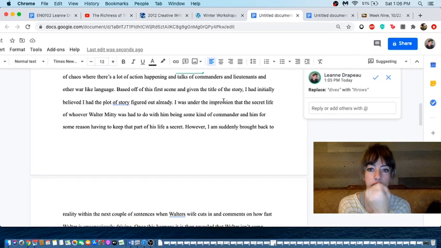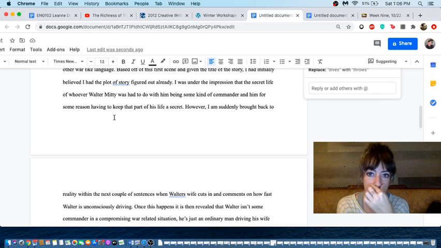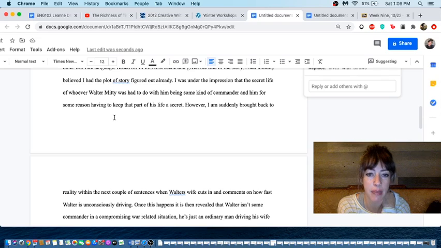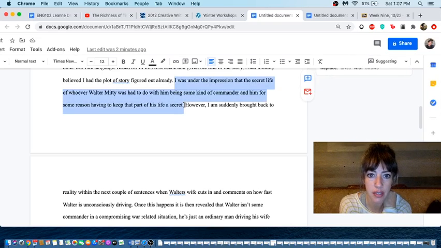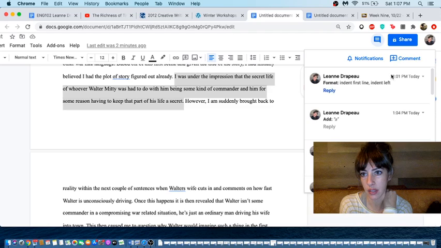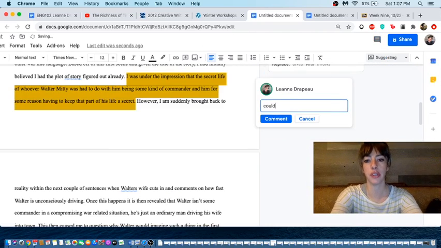This could be more concise. You could say, I initially believed I knew the plot of the story already. I was under the impression that the secret life of whoever Walter Mitty was had to do with him being some kind of commander, and him for some reason having to keep that part of his life a secret. Again, we could work on concision here. Let me just highlight this for the author. I'm just going to leave a note, could be more concise.